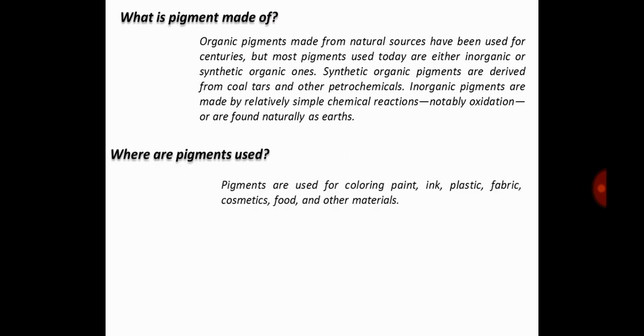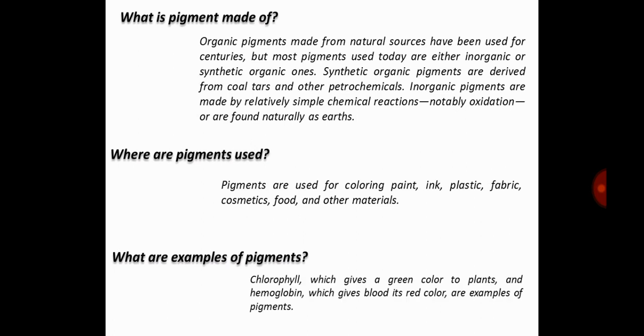And where are the pigments used? Normally pigments are used for coloring paint, ink, plastic, fabric, cosmetics, food and other materials. And chlorophyll and hemoglobin are examples of pigments, where chlorophyll gives green color to the plant and hemoglobin gives red color to the blood.